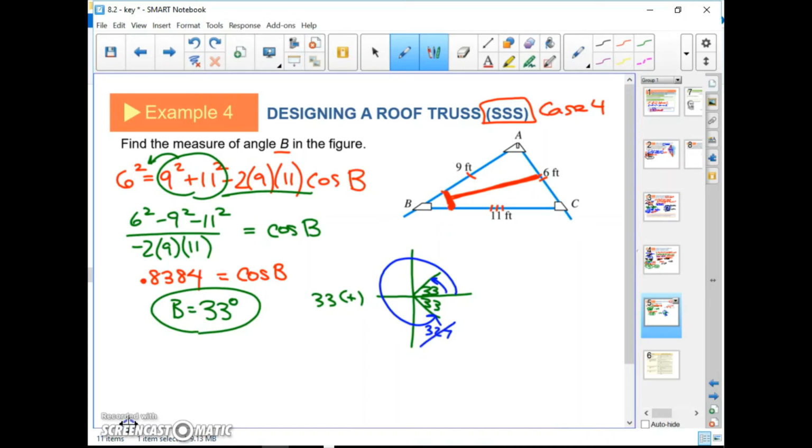And so we won't ever have to deal with that second angle. We won't ever in cosine, because it's always going to be in quadrant 4. It's never going to work, and it's always going to be too big. So as soon as you get your 33 from your calculator, that's going to be your first quadrant answer. That is the answer. B equals 33. Don't even worry about doing this stuff.